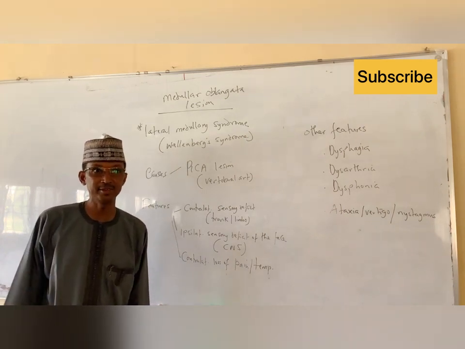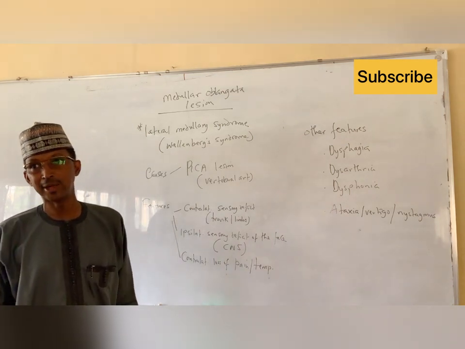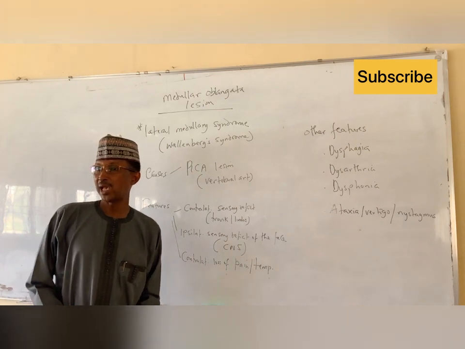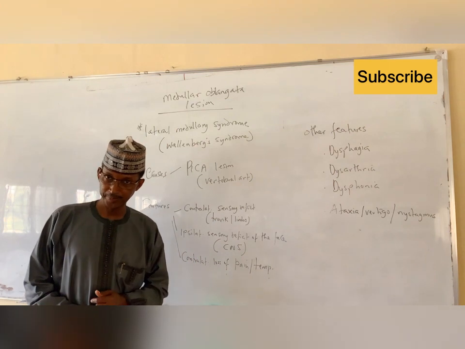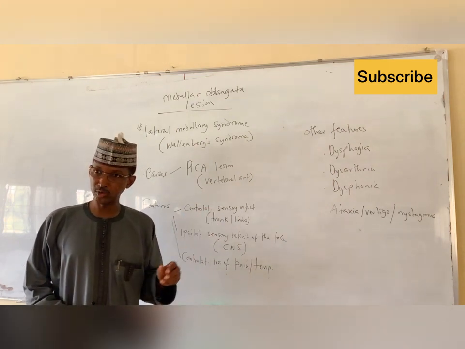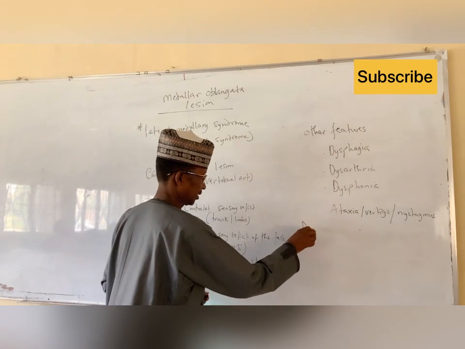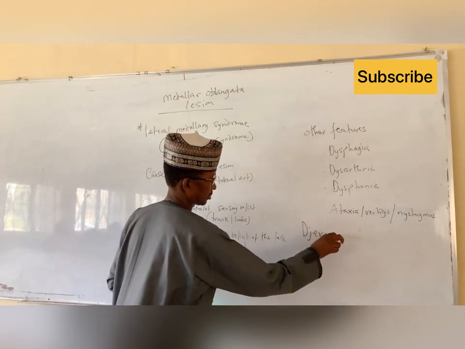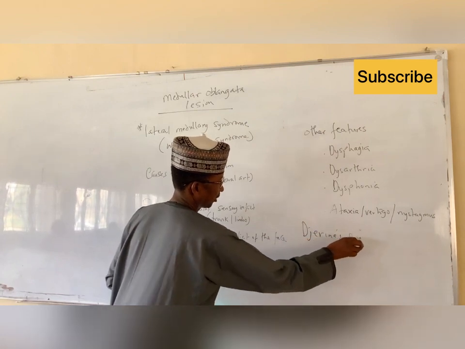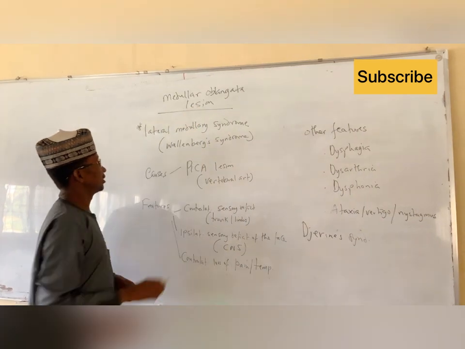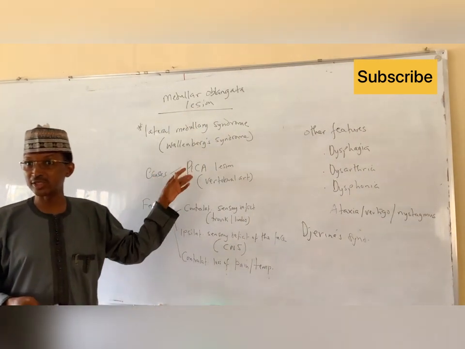Syndromes affecting the medulla oblongata. If you can remember, in the last lecture I discussed the medial medullary syndrome. That medial medullary syndrome is also known as Dejerine syndrome. But this one, the lateral medullary syndrome, is also known as Wallenberg syndrome.